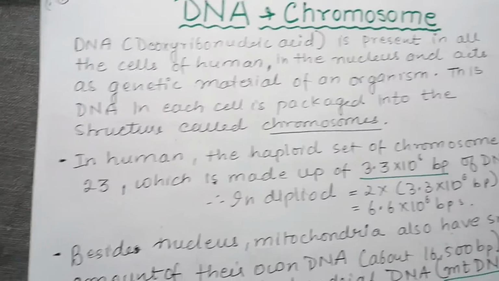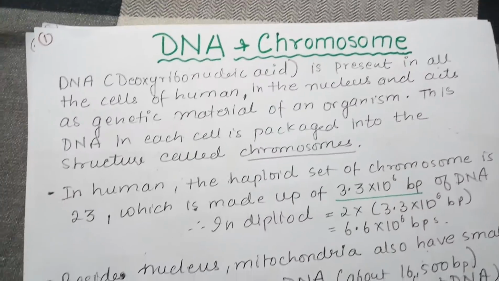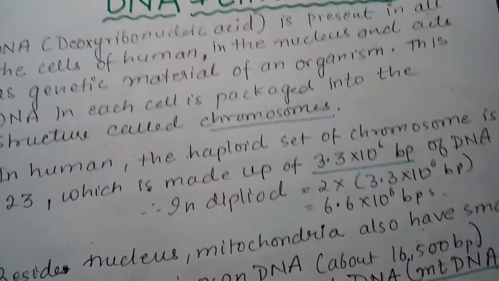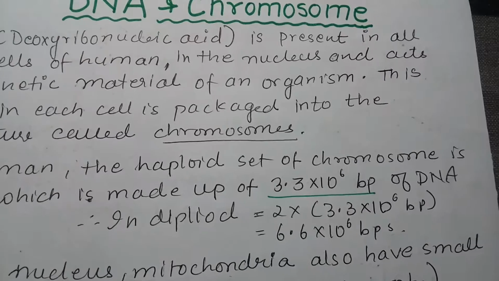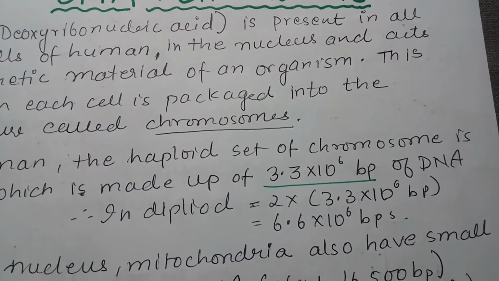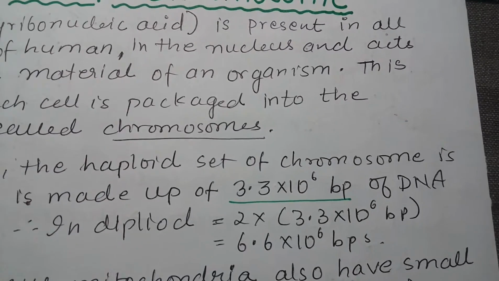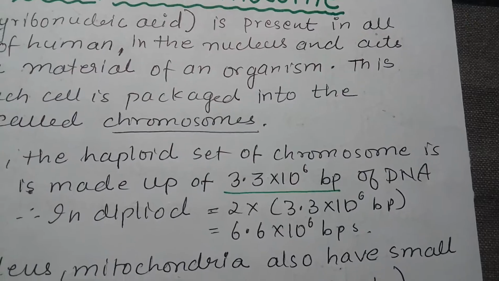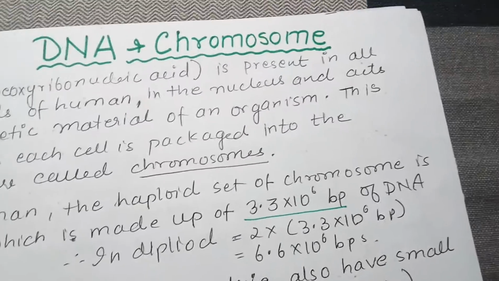In human, the haploid set of chromosome carries 23 chromosomes, which is made up of about 3.3 into 10 raised to 6 base pairs of DNA. So if it is present in the diploid condition, then the amount of DNA doubles, and it becomes 6.6 into 10 raised to 6 base pairs.